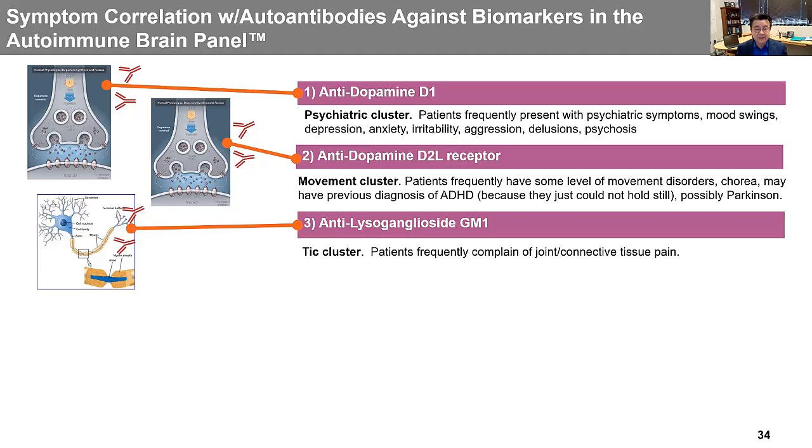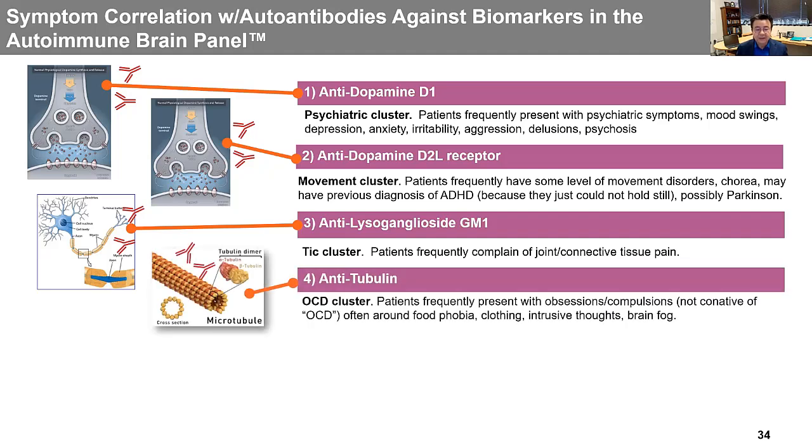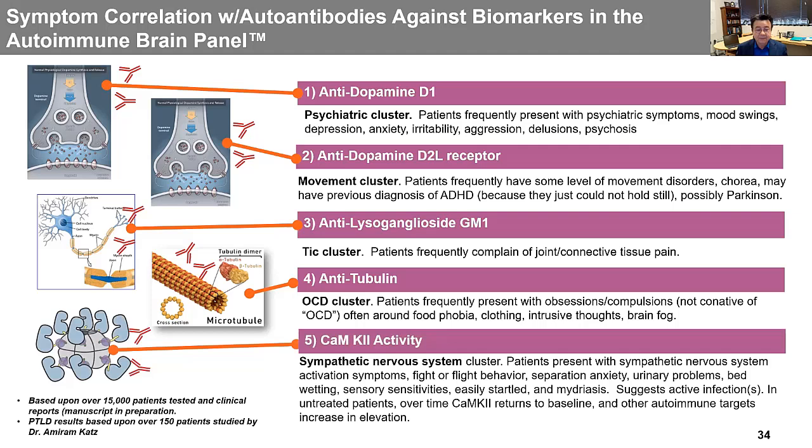When there are antibodies against lysoganglioside GM1, we see tic clusters, with patients frequently also complaining of joint pain and connective tissue pain. Tubulin, though it's a common protein, is highly concentrated in the brain, and it is another marker that tells us something: when we see positives against tubulin, the patients typically will complain of brain fog and present with obsessive compulsive disorders, maybe food phobia, clothing issues, intrusive thoughts, etc.